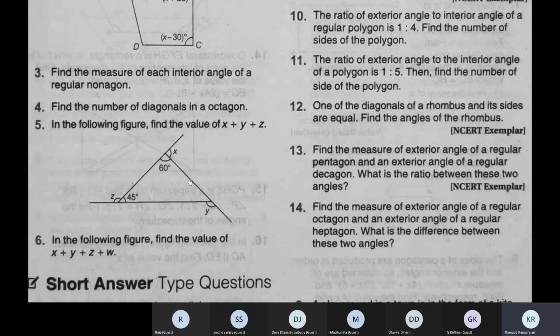So now you found X, you found Y, you found Z. Add X, Y, and Z to answer this question. And what should you get for X plus Y plus Z, Raja? The answer is fixed. What will you get? 360 degrees. It will always be 360 because the sum of all the exterior angles of a polygon is always 360 degrees. Please complete that. Yes, ma'am.